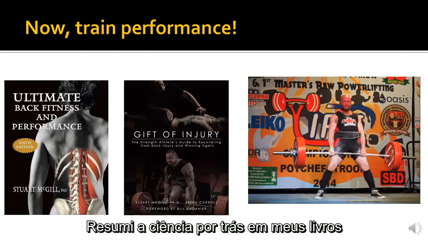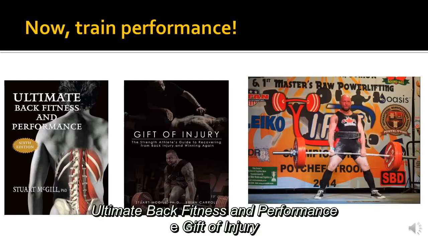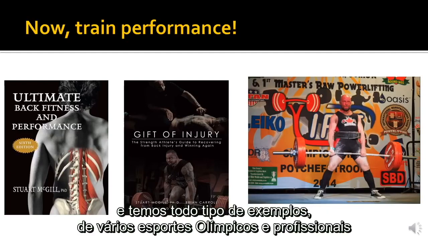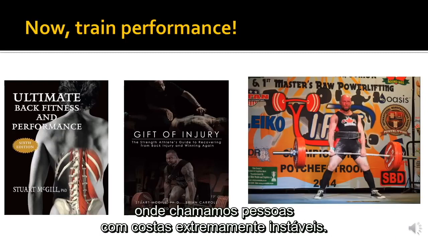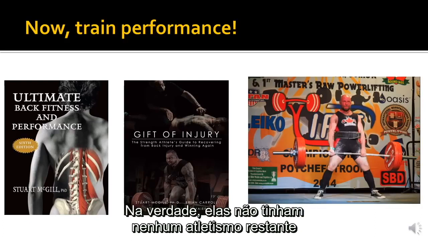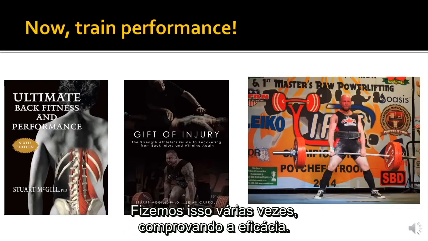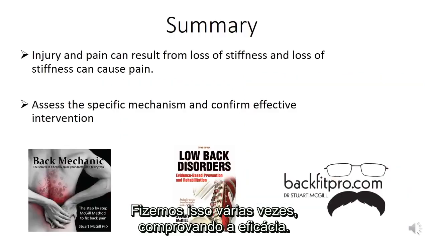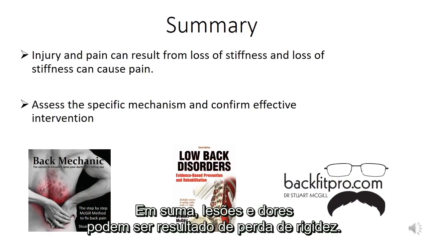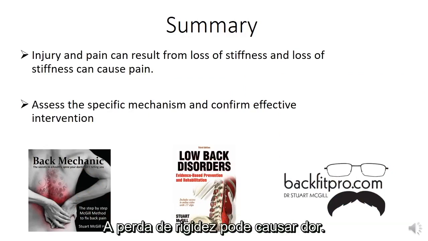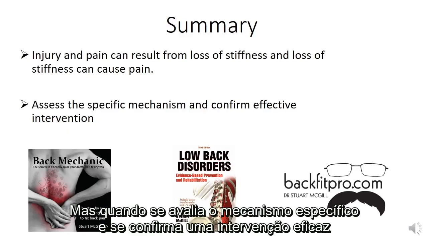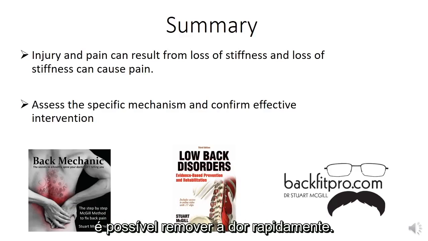And I've summarized the science of that in my textbooks, Ultimate Back Fitness and Performance and Gift of Injury. And we have all kinds of examples from many, many Olympic sports and many professional sports where we've taken people who have highly unstable backs. In fact, they had no athleticism left at all, back to the world championship. We've done that enough times to prove its effectiveness. So in summary, injury and pain can result from a loss of stiffness, and loss of stiffness can cause pain. But when you can assess the specific mechanism and confirm the effective intervention, you can remove their pain very, very quickly.